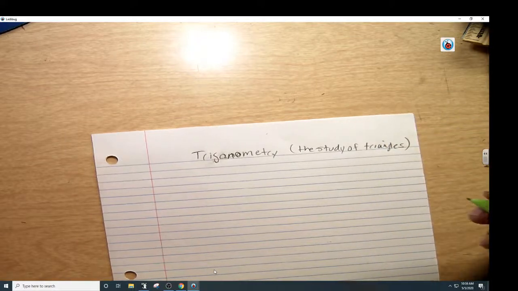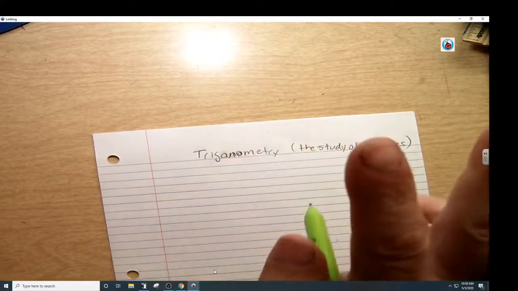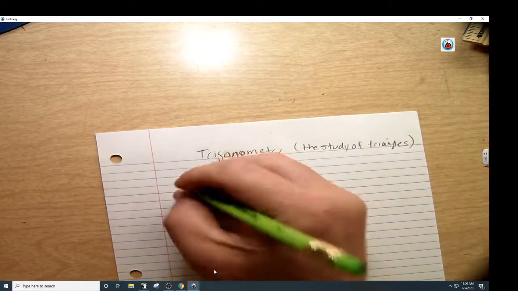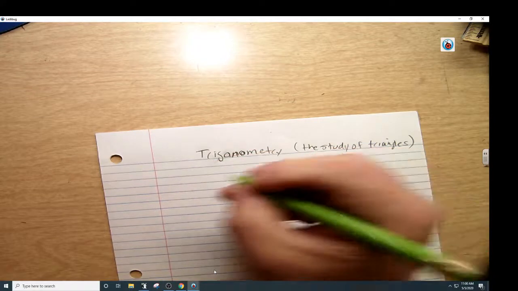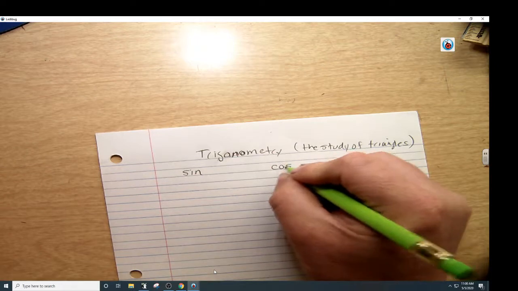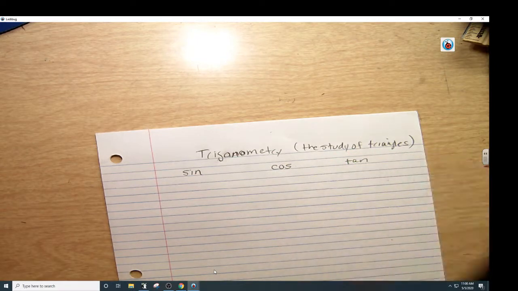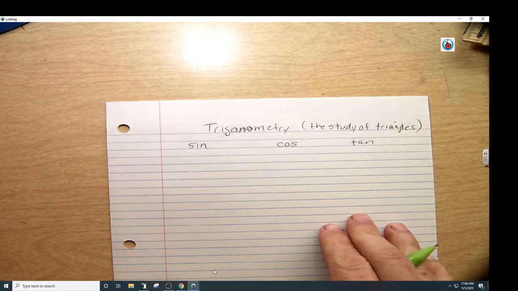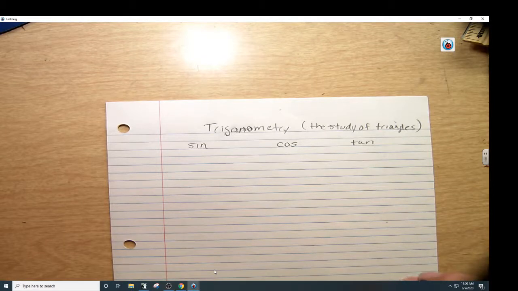Now, there's three ratios that are used in trigonometry. Well, there's more than this, but the most basic ones are sine, cosine, and tangent. Now, long ago, these were set. Mathematicians noticed no matter how long one of the sides got, or no matter how big the right triangle got, there was always this common ratio between the sides. That's where your sine, cosine, and tangent ratios come from.